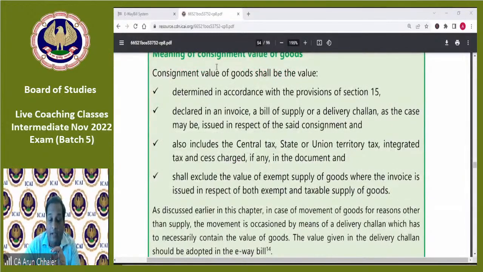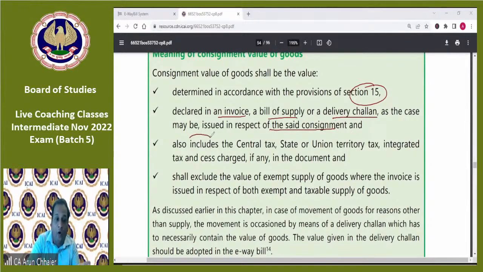What is the meaning of value? What is the consignment value for the purpose of the e-waybill, which you need to check? If it exceeds 50,000, you need to generate the e-waybill. If it is not exceeding, it is not required. So first, they are saying the transaction value according to Section 50 declared on the invoice, or the bill of supply, or the delivery challan, as the case may be, in respect of the said consignment.